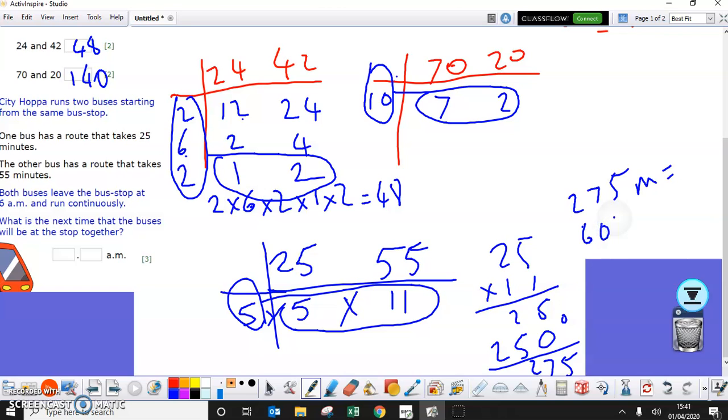So 275 minutes is going to equal, 60 minutes in an hour. So how many 60s in 275? Well, 4 hours would be 240 and leave me 35 minutes. So it'd be 4 hours, 35 minutes. I'm going to add that to the 6 o'clock, so that would be 10:35.